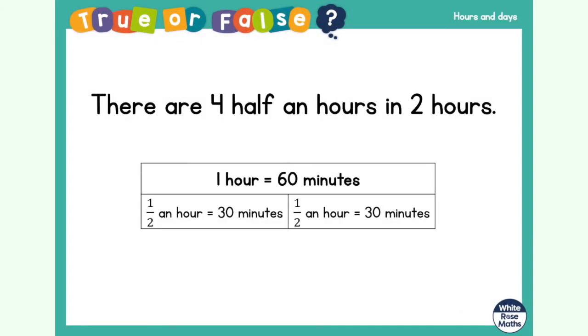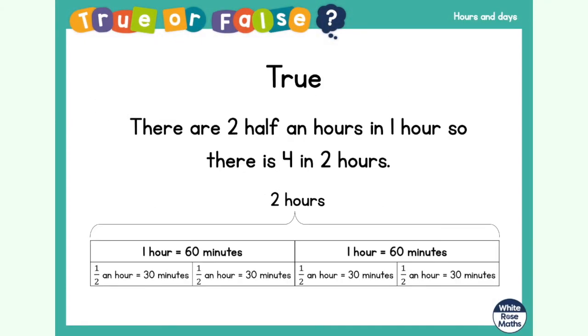Okay, the answer to this one was true. There are 2 half an hours in 1 hour, so there are 4 half an hours in 2 hours. Now that's quite tricky when you read it out, but if you have a look at the bar model down here, it's really clear. Here are your 2 hours, and each hour is made up of 2 half an hours.